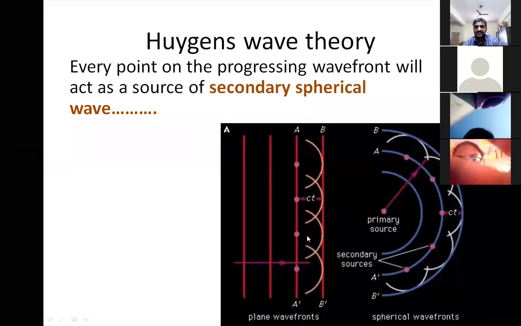So Huygens theory is successful in predicting the future of the light ray, how the light ray will move, how the wavefront will progress in time. That is clearly explained by the Huygens theory.